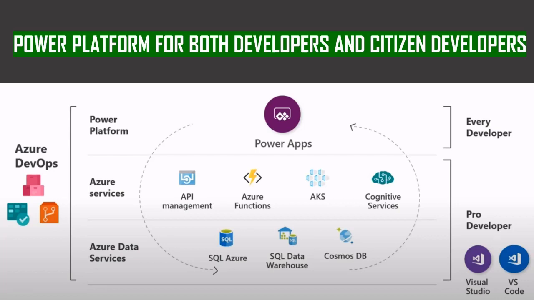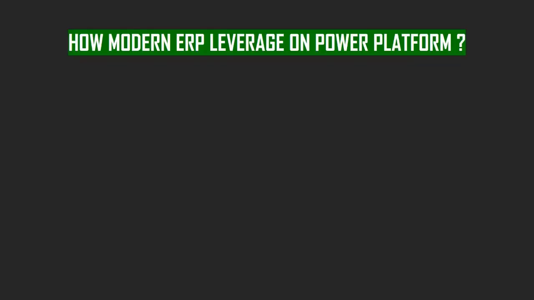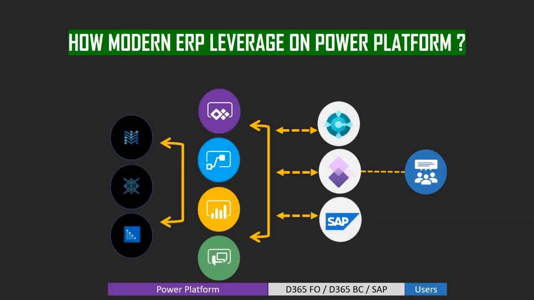Yeah. So let's look at the next slide. In the next slide, we will talk about how modern ERP leverages Power Platform. Let's look at what we have in terms of Business Central, that's the top part here. This is Finance and Operations, or FinOps, and this is SAP. You can connect all these three into the Power Platform using the connectors. That's what you can basically do and leverage.